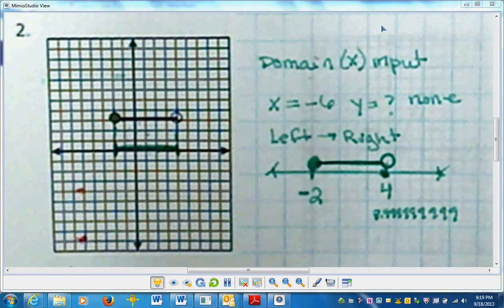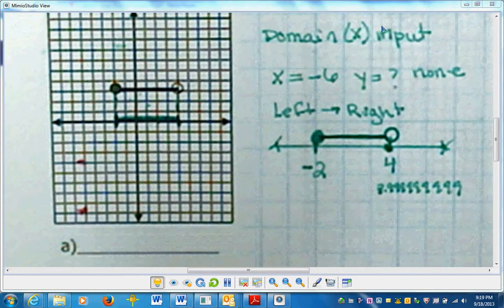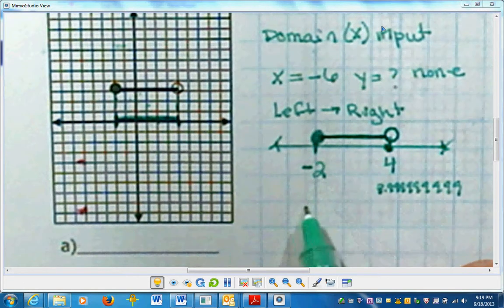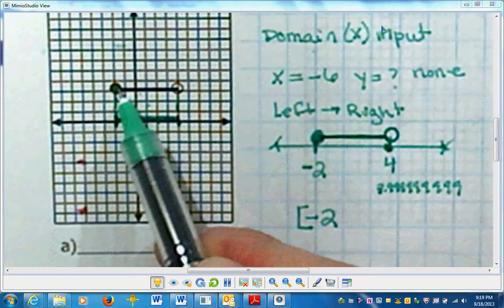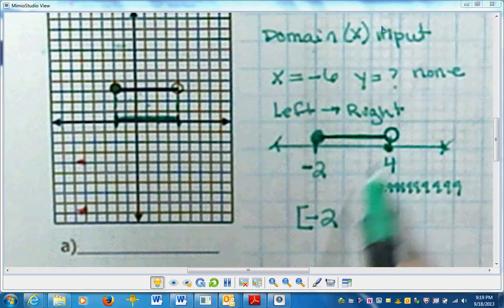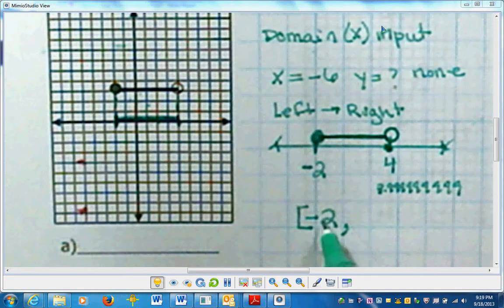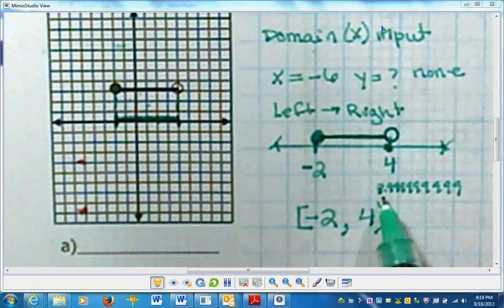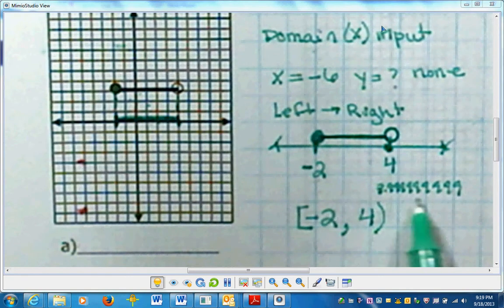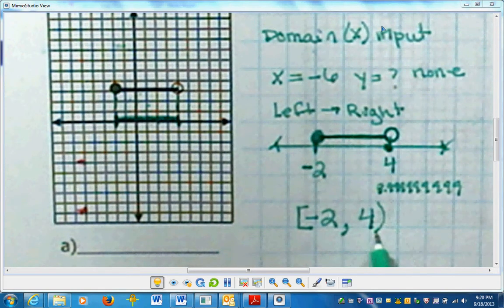So for my domain, I'm going to write this in interval notation. My lowest value is -2, including, because all those dots are filled in, all the way to 4. Every number from -2 all the way to 4, but not including 4. I can come up to 3.99999999999, and that 9 is going to keep going forever. Because I can't write that forever, it comes to 4 really close. So that's what that means, and that's how I write that.